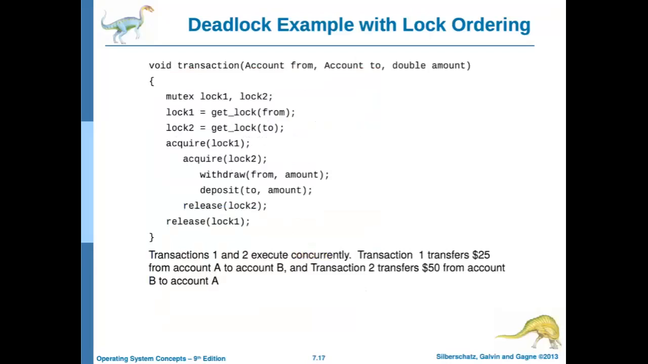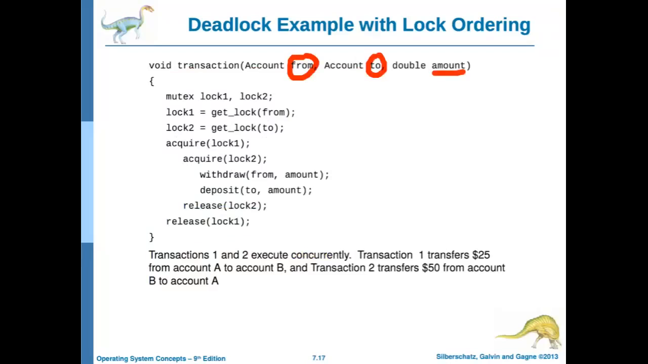Now, deadlock example with lock ordering. This is also an interesting part. Suppose this is an application used in banking, and this one is the account number. So from account number to account number 2, we want to transfer some amount from account from to 2.